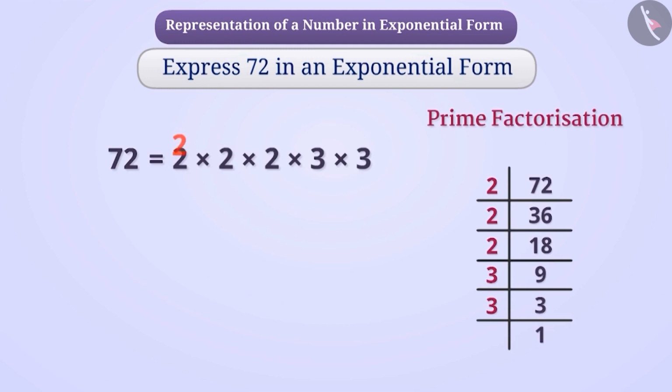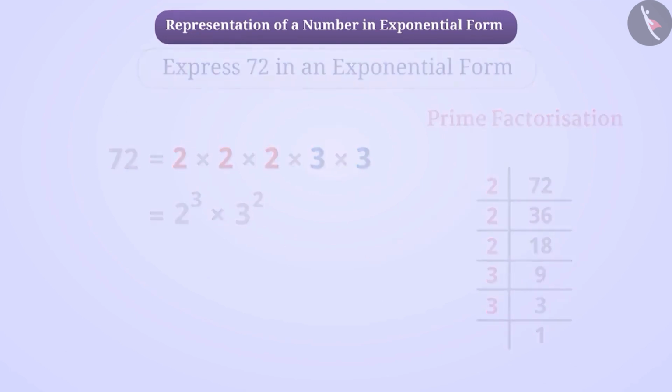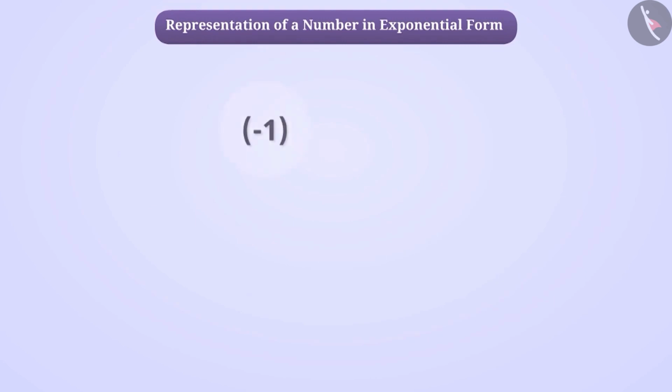Here the number 2 is repeated 3 times, so we can express it as 2 raised to the power of 3. Similarly, number 3 is repeated 2 times, so we can express it as 3 raised to the power of 2. With this, we can now say that 72 is equal to 2 raised to the power of 3 multiplied by 3 raised to the power of 2. Just think, can a negative number also act as base? Absolutely. A negative number can also be a base, like -1 raised to the power of 1 is equal to -1. -1 raised to the power of 2 is equal to 1.